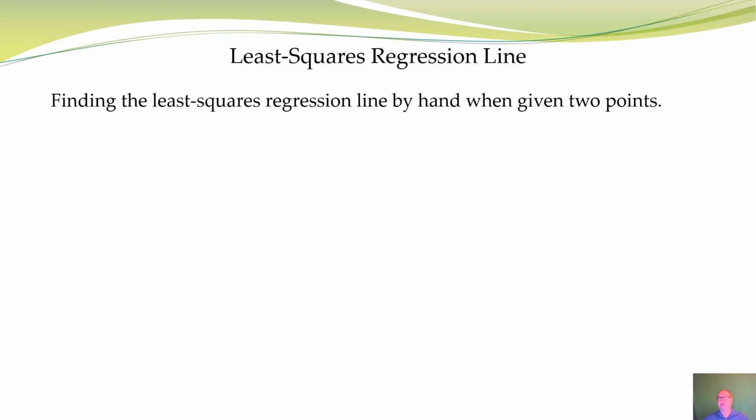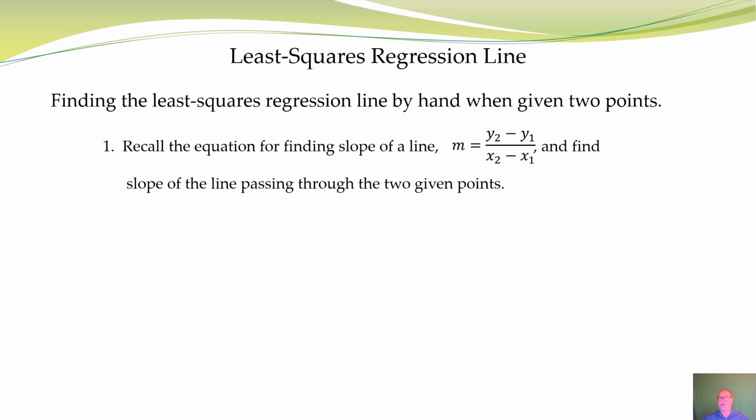Finding the least squares regression line by hand when given 2 points. You're going to be asked to find the least squares regression line when they give you 2 points. This is going to have to be done by hand. First, you're going to have to recall the equation for finding the slope of a line. m equals y2 minus y1 over x2 minus x1, the change in the y's over the change in the x's, and find the slope of the line passing through the 2 points.